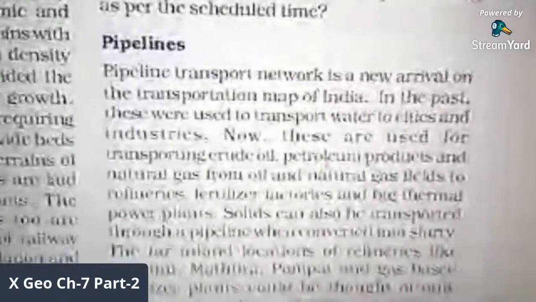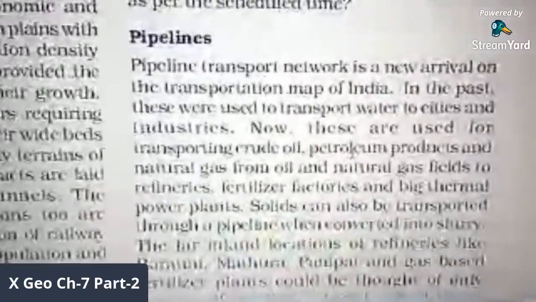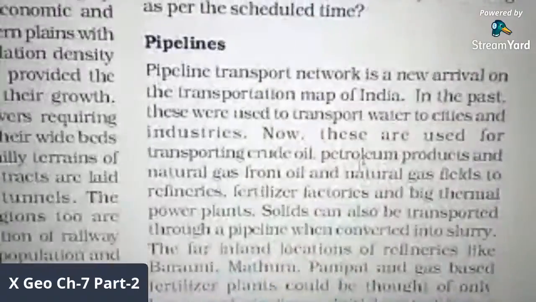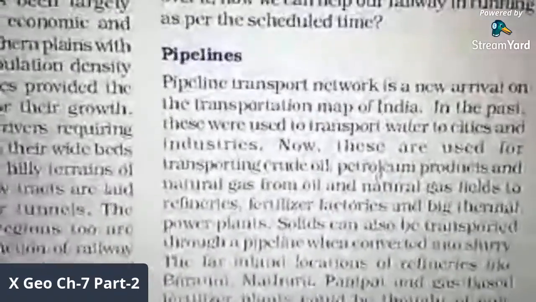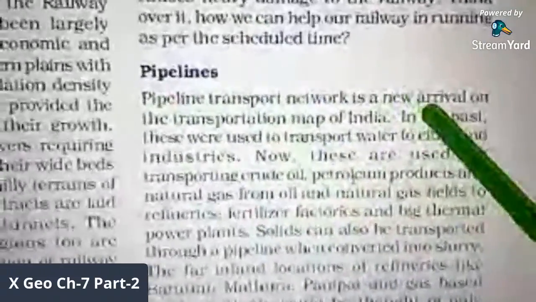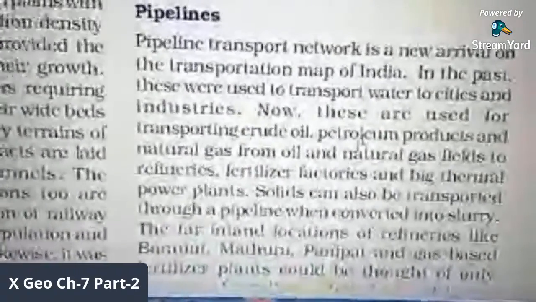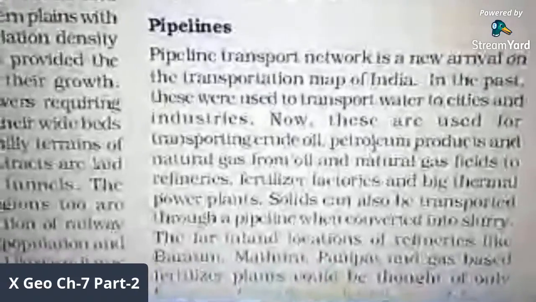Next topic, as you can see, is pipeline. Now of course, passengers are not going to use pipelines. The pipeline transport network is a new arrival on the transportation map of India. It is very much new. In the past, these were used only for transport of water to cities and industries.